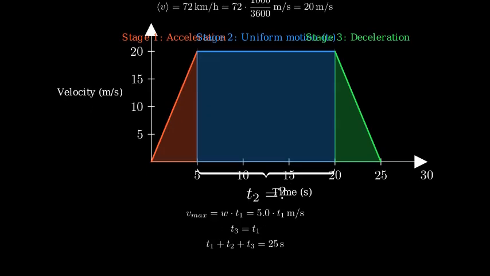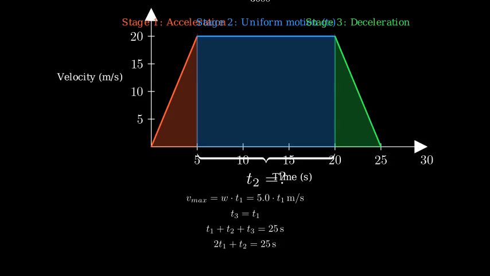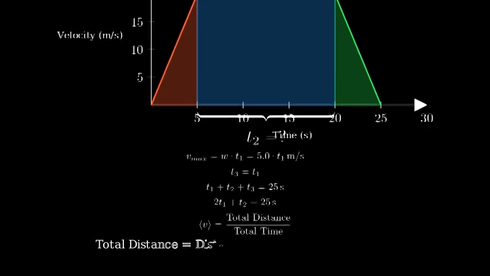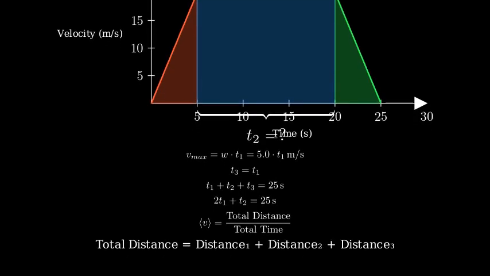The total time constraint gives us t_1 plus t_2 plus t_3 equals 25 seconds. Since t_3 equals t_1, we can rewrite this as 2 times t_1 plus t_2 equals 25. Now, let's calculate the average velocity. Average velocity is defined as the total distance traveled divided by the total time taken. The total distance traveled is the sum of the distances in all 3 stages. We can calculate these areas in our velocity time graph.